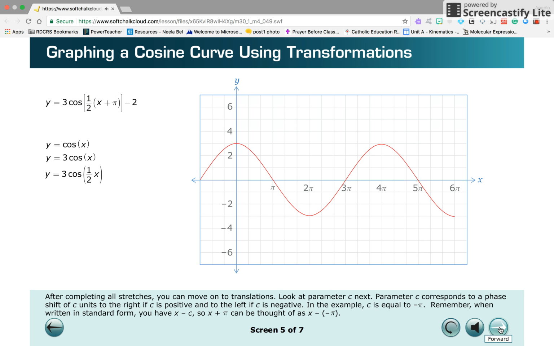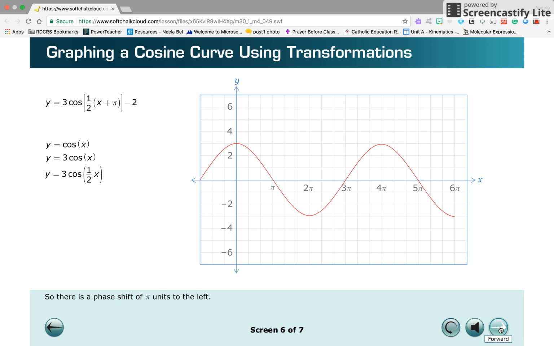After completing all stretches, you can move on to translations. Look at parameter c next. Parameter c corresponds to a phase shift of c units to the right if c is positive, and to the left if c is negative. In the example, c is equal to negative pi. Remember, when written in standard form, you have x minus c, so x plus pi can be thought of as x minus negative pi. So there is a phase shift of pi units to the left.